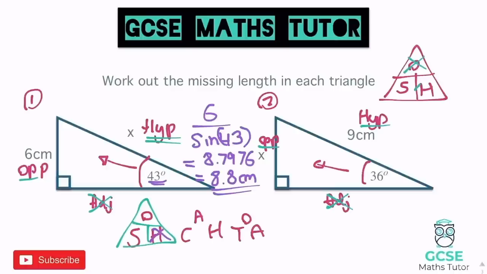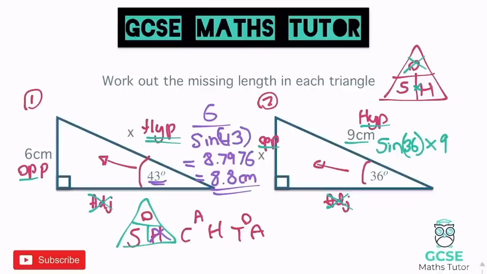I'm going to do S times H. Now S again stands for sine. I just need to put the angle with it. So this time it's 36. So sine 36, making sure you put it in a bracket again, times by the hypotenuse, which is here, which is 9. So sine 36 times 9.